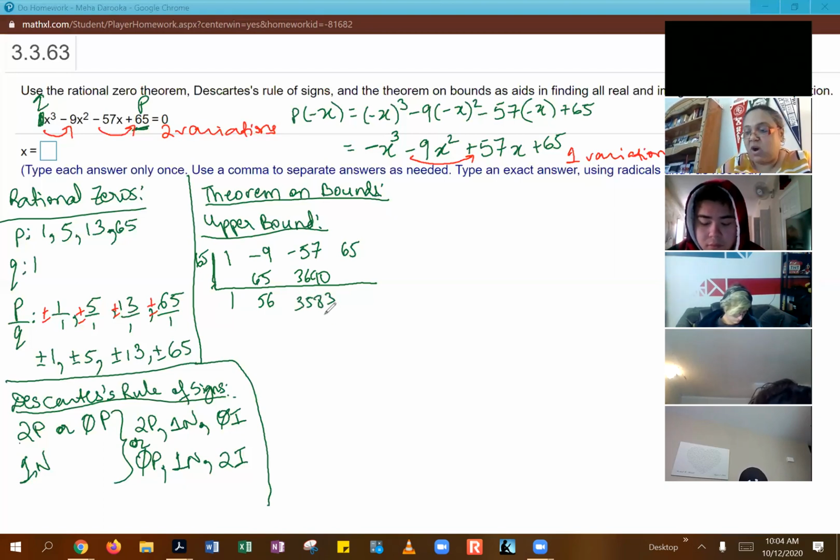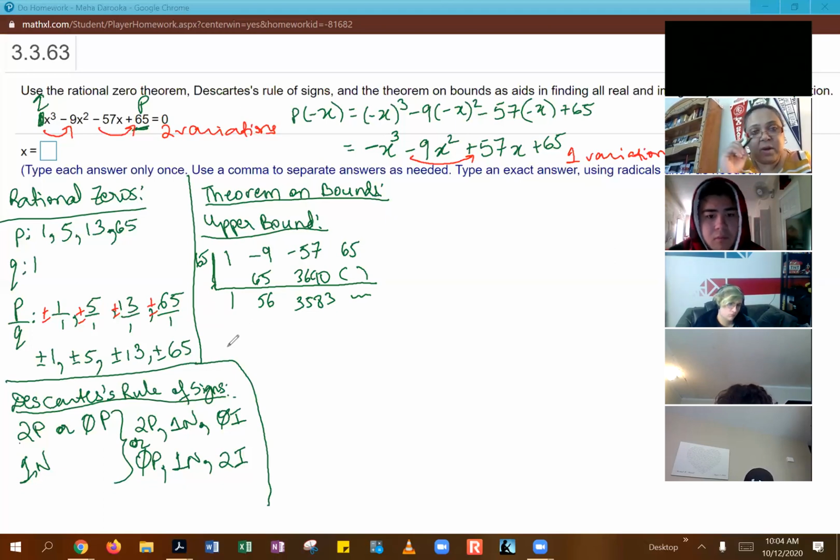The question is, we cannot say if this is going to be the upper limit, because we haven't tried the number smaller than that to see if any of those would have worked out. So you can imagine this number is going to be even larger if you're multiplying 3,583 with 65. So this number will also come out to be positive. That's really not helping us. So I would say let's try with the negative numbers and see if we have better luck.